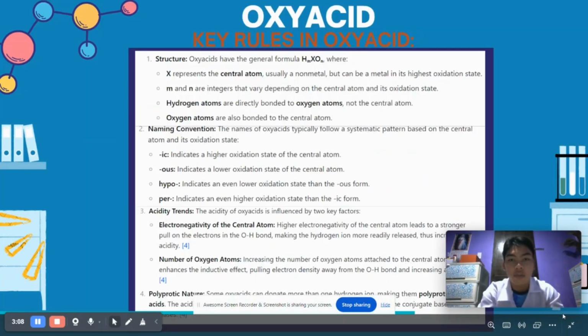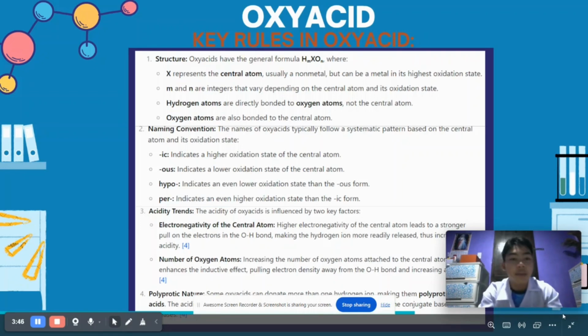We have the rules of oxyacid. First is the structure. Oxyacid have the general formula of HMXON, where X represents the central atom, usually a non-metal, but can be metal in its highest oxidation state. M and N are integers that vary depending on the central atom and its oxidation state. Hydrogen atoms are directly bonded to oxygen atoms, not the central atom. And oxygen atoms are also bonded to the central atom.